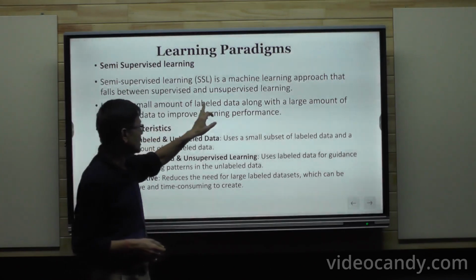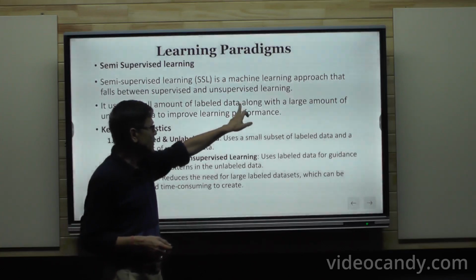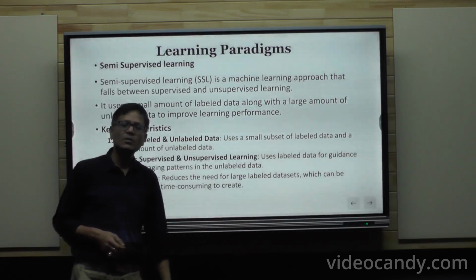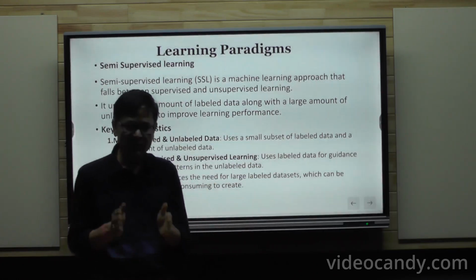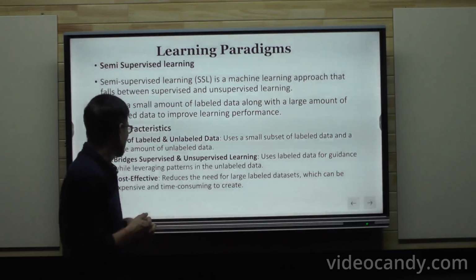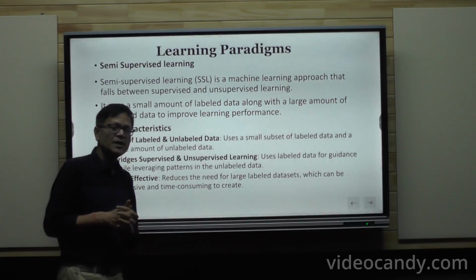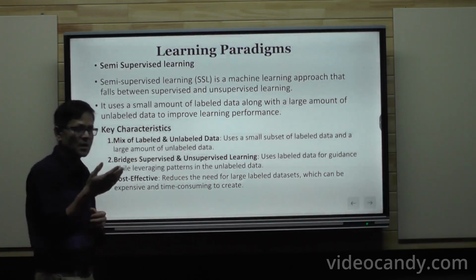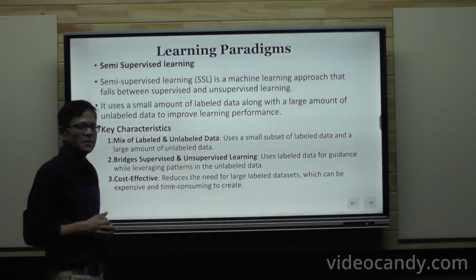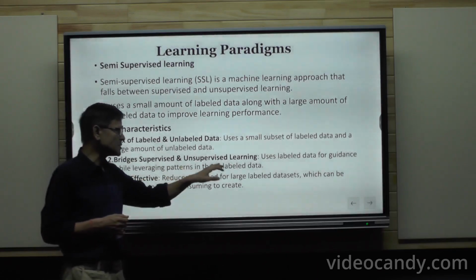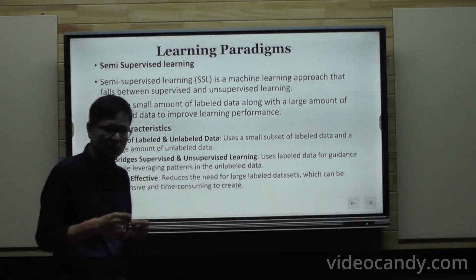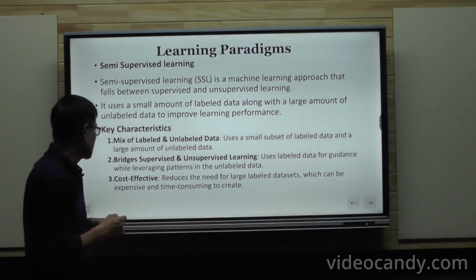So it uses a small amount of labeled data, along with a large amount of unlabeled data, to improve the learning performance. So that means basically you have a small portion of labeled data and a large portion of unlabeled data. With that, you can enhance the learning performance. So key characteristics are a mix of labeled and unlabeled data, and it acts as a bridge between supervised and unsupervised learning.